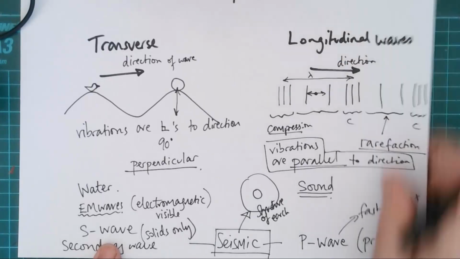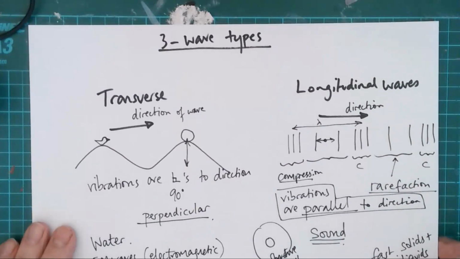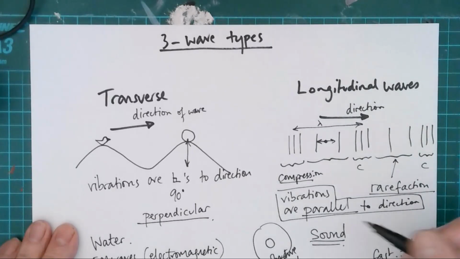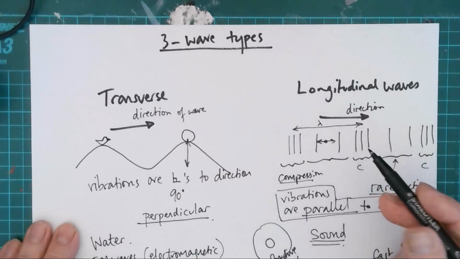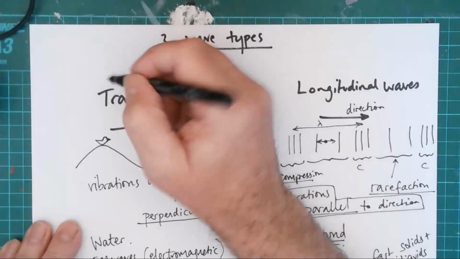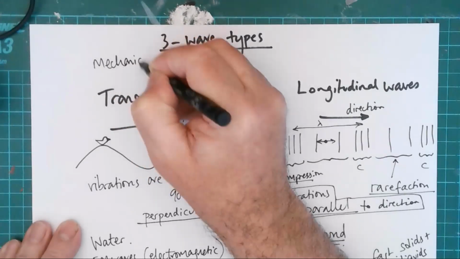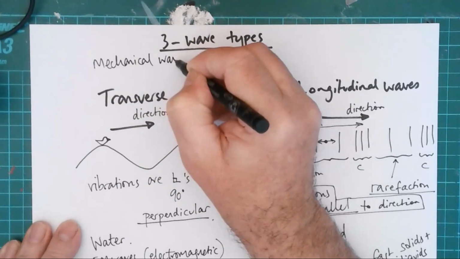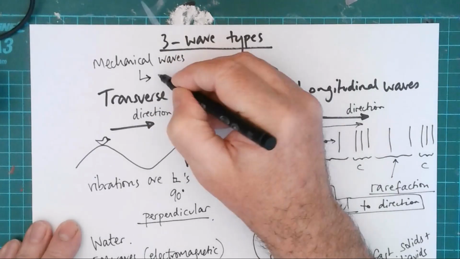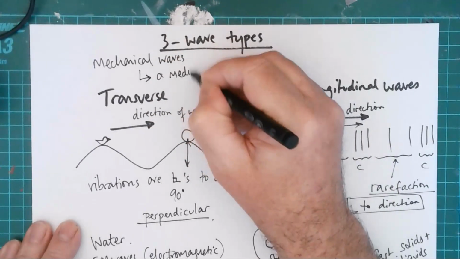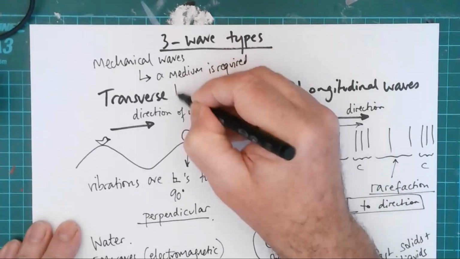Quickly before I wrap this little bit up, we need to know that there are two other categories of waves based on what we are vibrating. Okay, if we are vibrating particles, we're talking about mechanical waves. So mechanical waves are any waves that are using a medium. Okay, they are using particles. A medium is required, i.e. particles, some kind of substance.